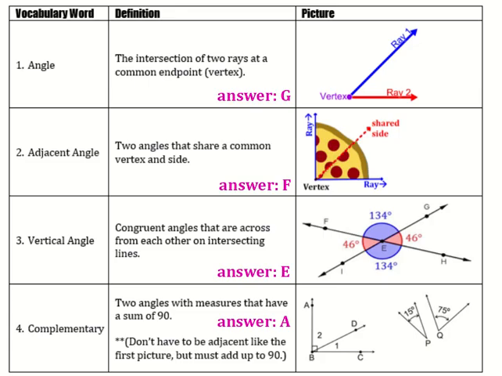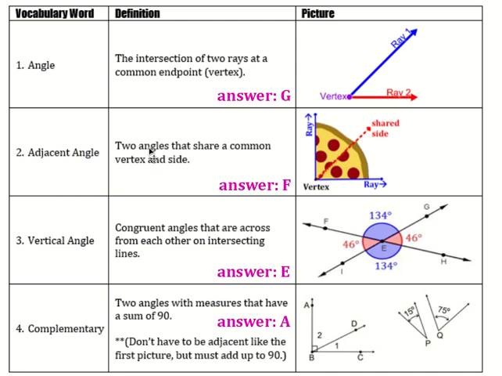Questions 1 through 8 involve your vocabulary. So I just kind of condensed this for you and made it a little bit more simple. An angle is the intersection of two rays at a common endpoint or a vertex. Here's a picture for you to look and see what that looks like. So that answer was G.